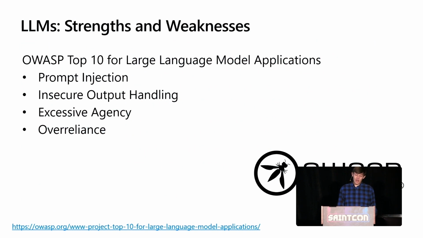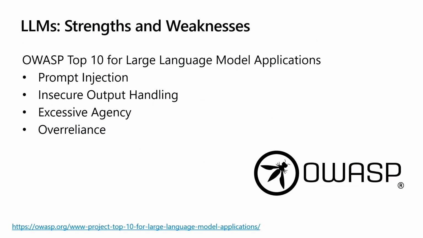I really love OWASP. They have a top 10 list of vulnerabilities for web applications, which is something I look at a lot. They also recently came out with a top 10 list of security weaknesses for large language model applications. So a few of those include prompt injection, which is when you could inject something into an application that the developers didn't intend for you to be able to do. So imagine if you could make ChatGPT respond in a pirate's voice or something. That would be kind of like a prompt injection bug or attack that you could perform.